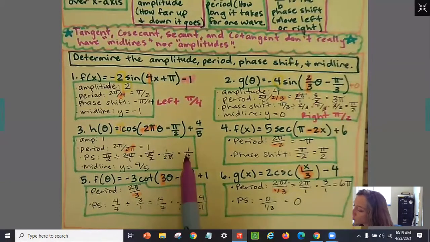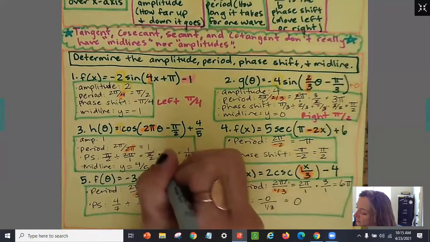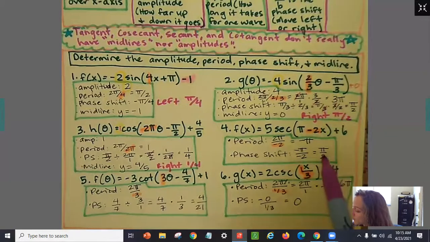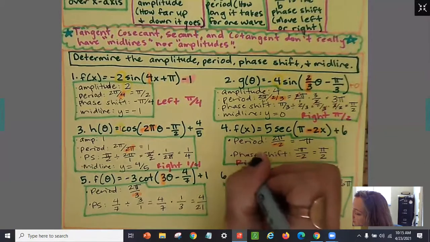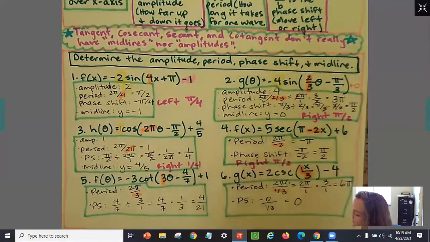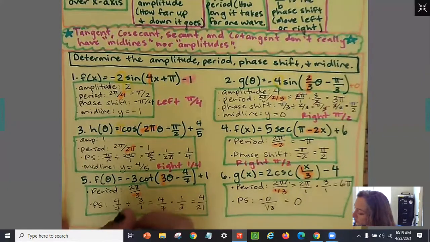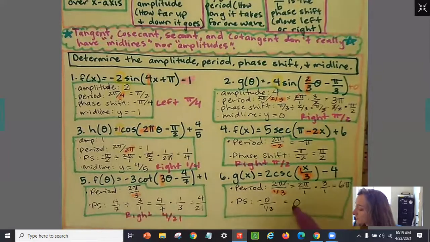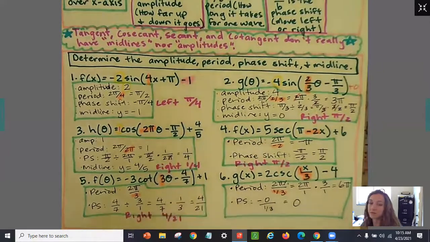Okay, this one is 1/4, so you're going to go right 1/4. And this one is pi over 2, so that's going to be right pi over 2. And this one is 4 over 21, so that's going to be right 4 over 21. And then the very last one, the phase shift is 0, so you're not going to go left or right.